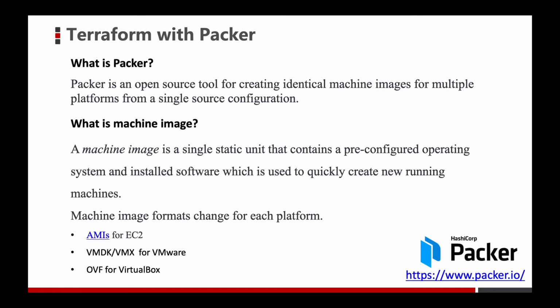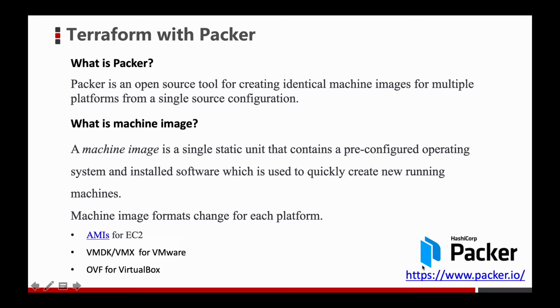So machine image formats change for each platform. For example, if you use AWS, you will use AMI for EC2 instance. AMI stands for Amazon Machine Image. And if you use VMware, you will find the machine image is called VMDK or VMX. And if you use VirtualBox, you will find the machine image is called OVF.